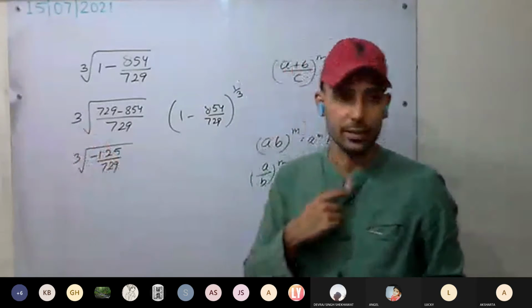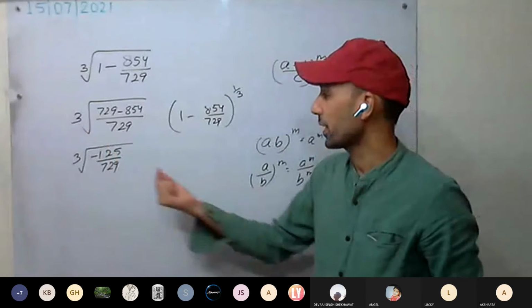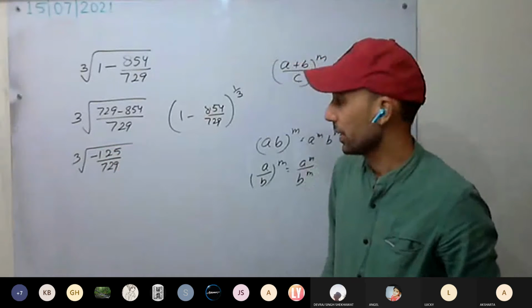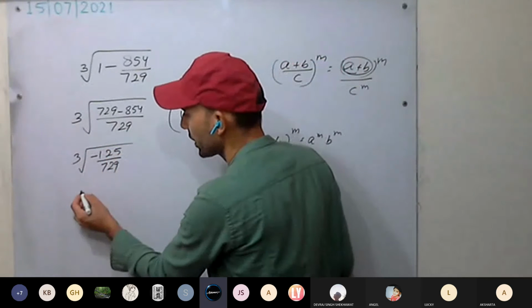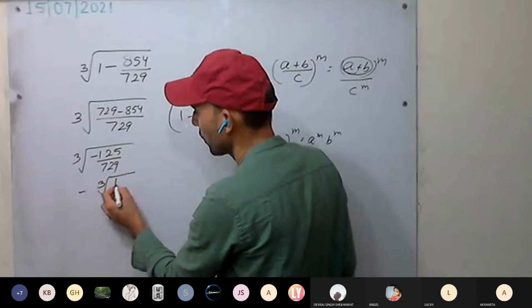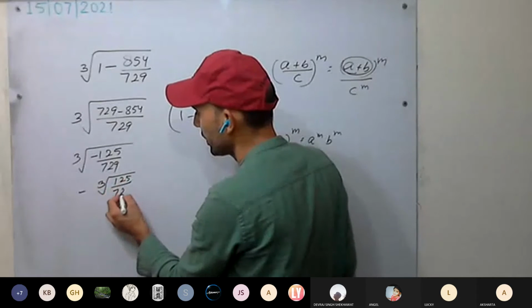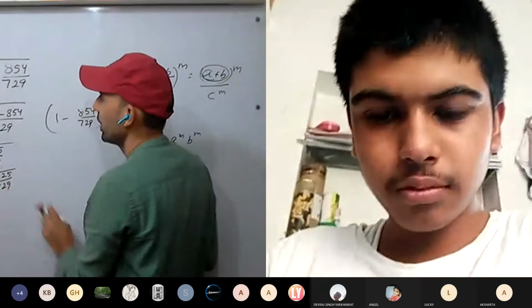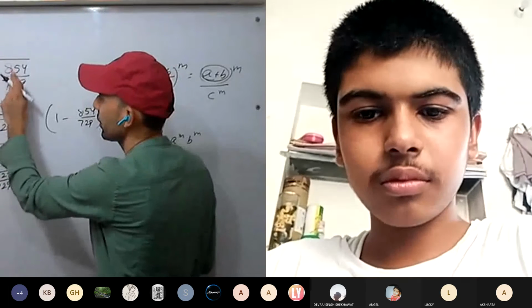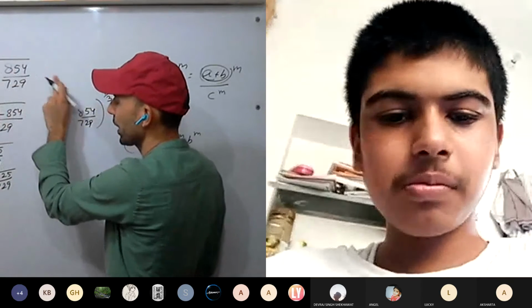Now we can take the minus outside. Take the minus sign outside. Cube root of 125 divided by 729.